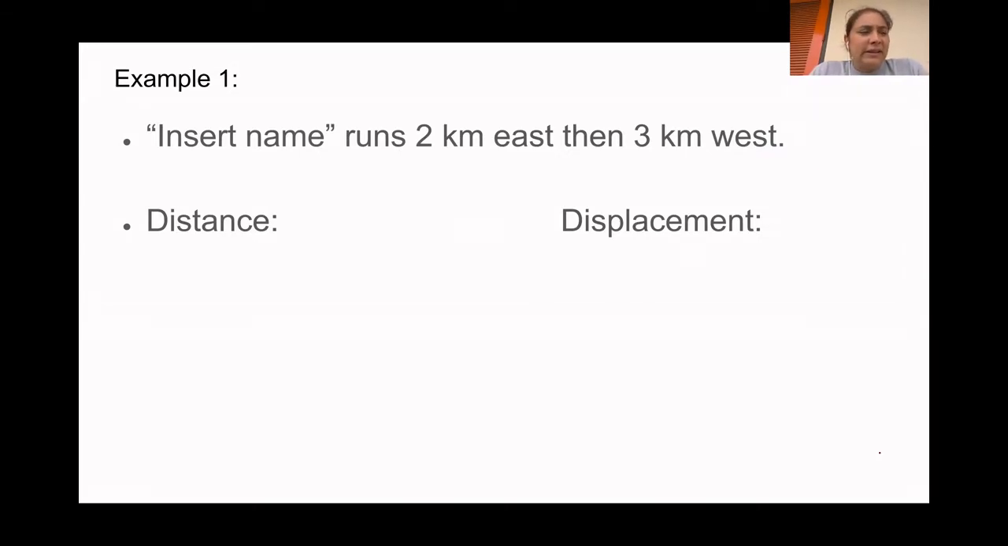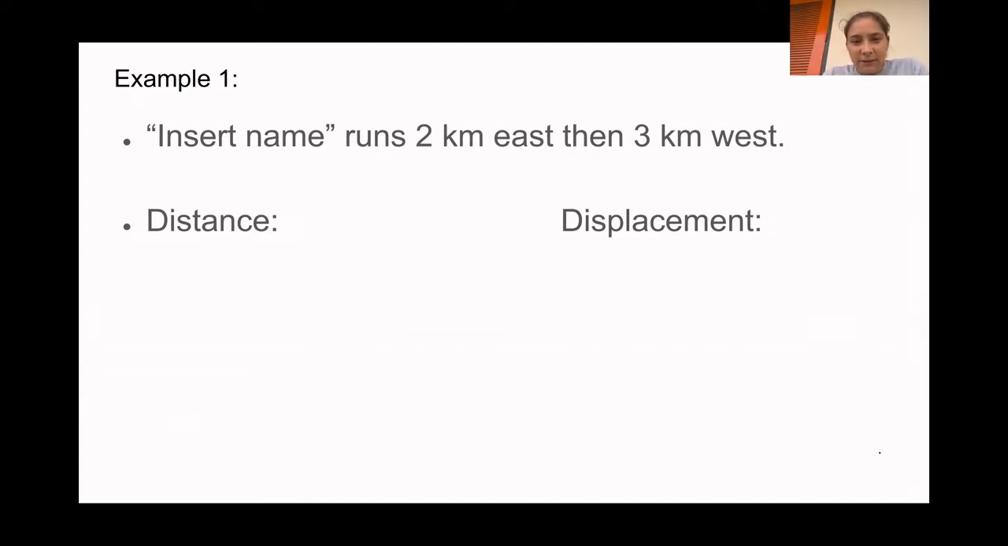So I'm one of those that I don't like trying to make up names in my example problems. So I decided to just put "insert name." So for your notes, pick whatever name you want. So I run 2 kilometers east and then 3 kilometers west. And so the question is, what would be my distance that I traveled and what would be my displacement?